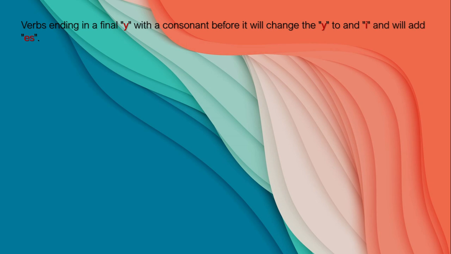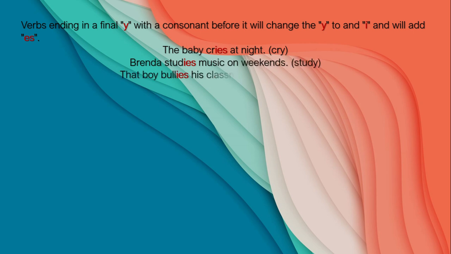Verbs ending in a final y with a consonant before it will change the y to an i and will add es. The baby cries at night. Brenda studies music on weekends. The boy bullies his classmates at school.